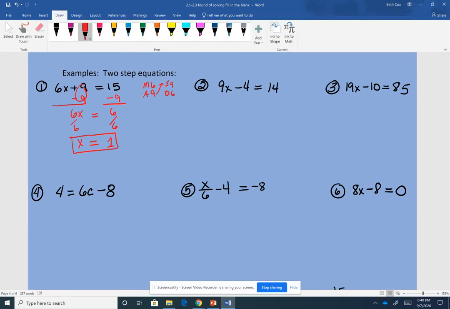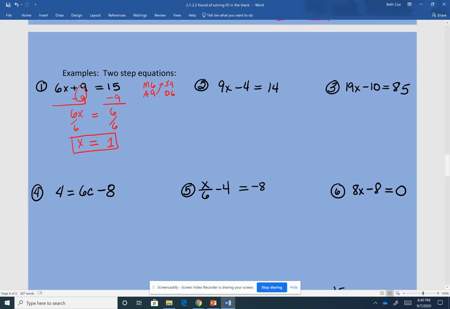Okay, I'm going to change the color. Here we go, number 2. All right, so for this number 2, we'll notice our variable again is x, and it has been multiplied by 9, and then 4 was subtracted from it. Okay, so now to reverse that, I'm going to add 4 and then divide by 9. So I'm going to add 4. That's 0, so that's 9x.